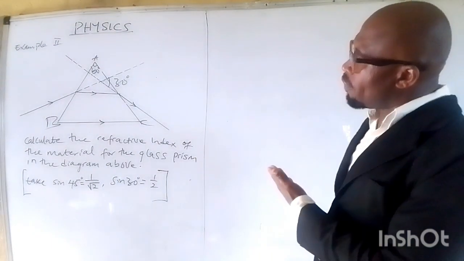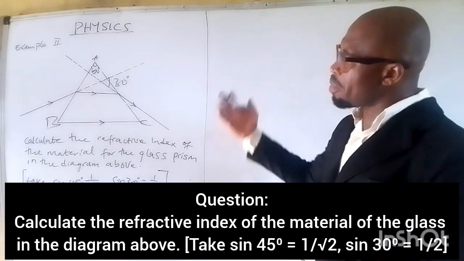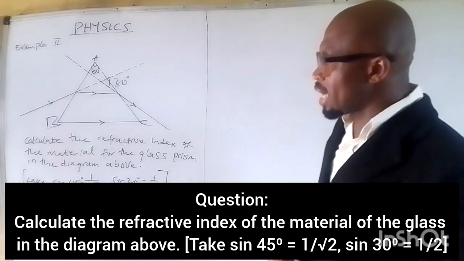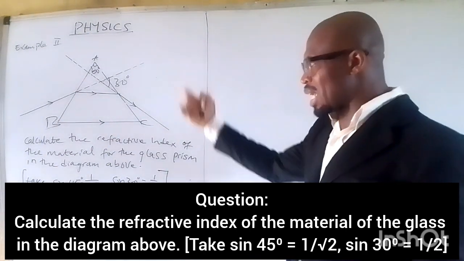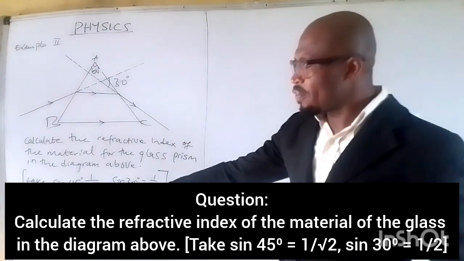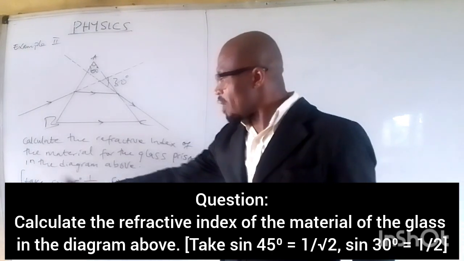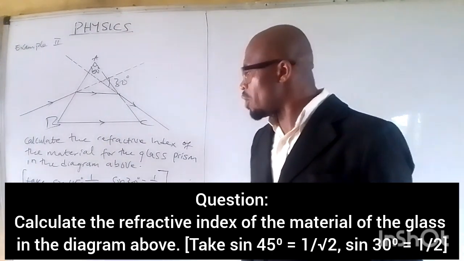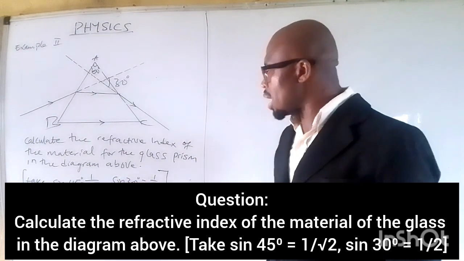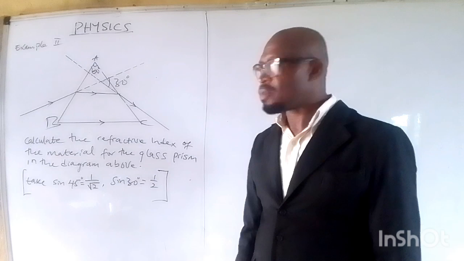We have a question on the board. Now from the diagram here, they said, calculate the refractive index of the material for the glass prism in the diagram above. They gave us hints: take sine 45 degrees to be 1 over square root of 2, and take sine 30 degrees as half.